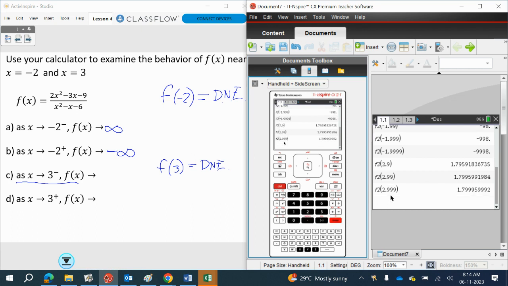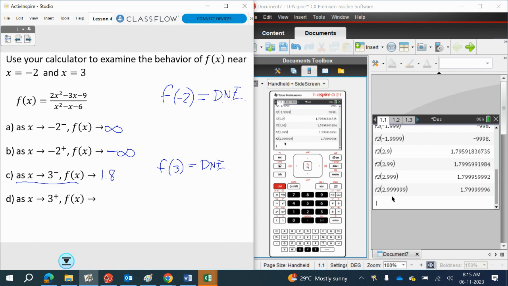All right. Which value are we heading towards this time? Let's keep going a little bit more. Let's go quite a few more. What value is this? This is 1.8, isn't it? This is heading towards 1.8. We see it getting closer and closer to 1.8. So as x approaches 3 from the left-hand side, f of x approaches 1.8.